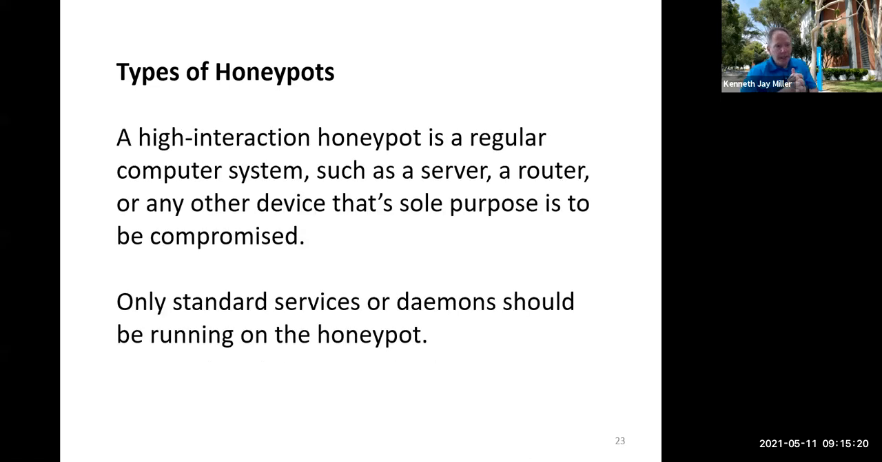Okay, now a high interaction honeypot is a regular computer system, such as a server, a router, or any other device whose sole purpose is to be compromised. Only standard services or daemons should be running on the honeypot, so we're not going to do anything unusual. A lot of times, if we do an operating system, we'll just do a Windows install with no updates, put it out on the internet, and then monitor that system to see what happens to it.